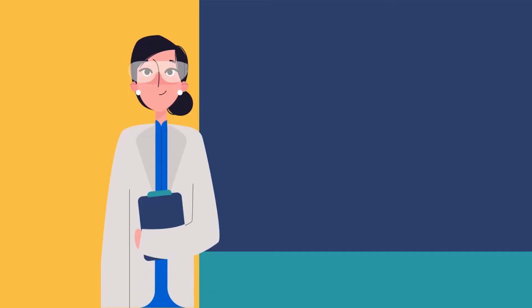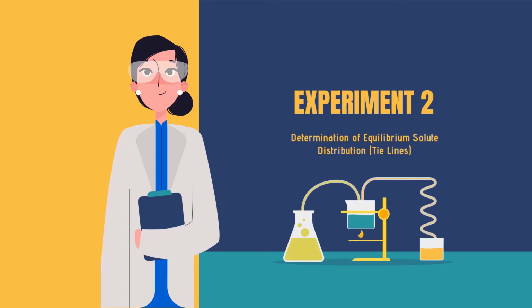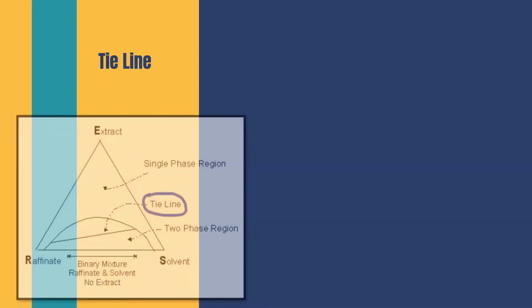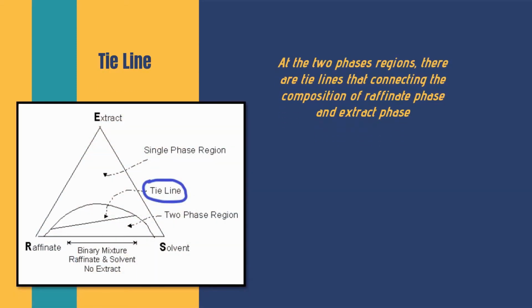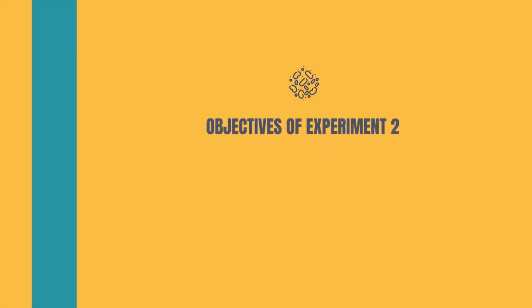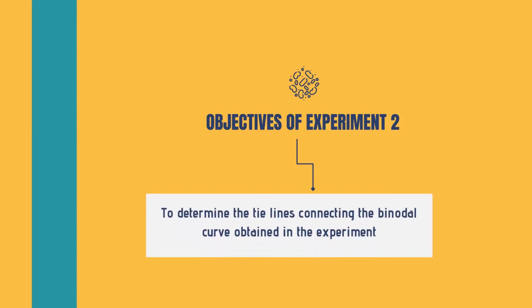Hi everyone, I'm going to present experiment 2 for determination of equilibrium solute distribution, or tie line. At the two-phase region, there are tie lines connecting the composition of raffinate phase and extract phase. The objective for experiment 2 is to determine the tie line connecting the binodal curve obtained in the experiment.